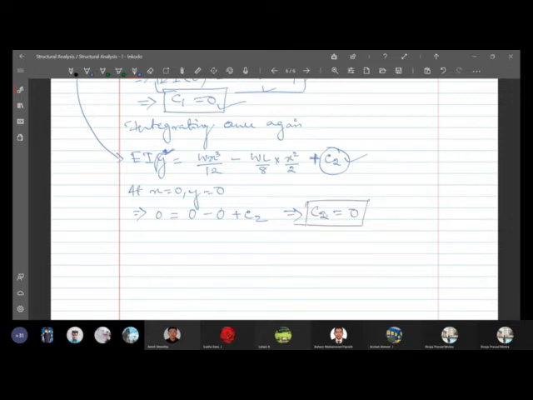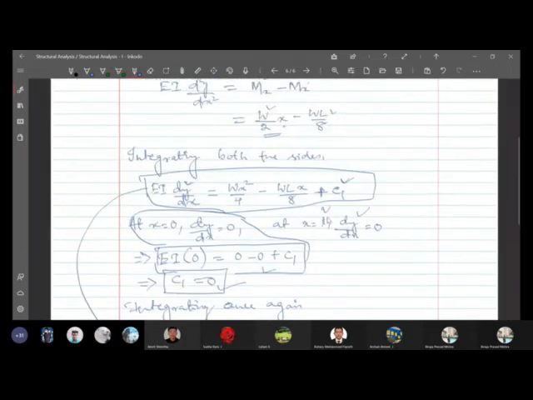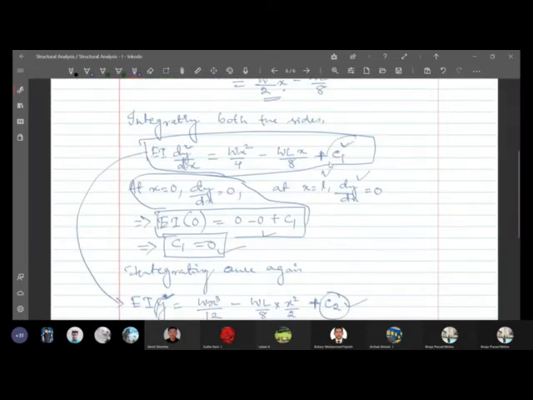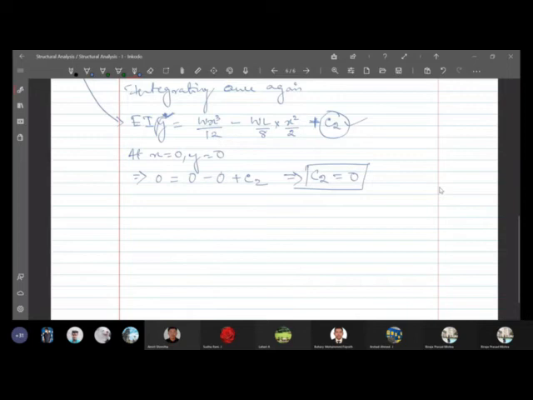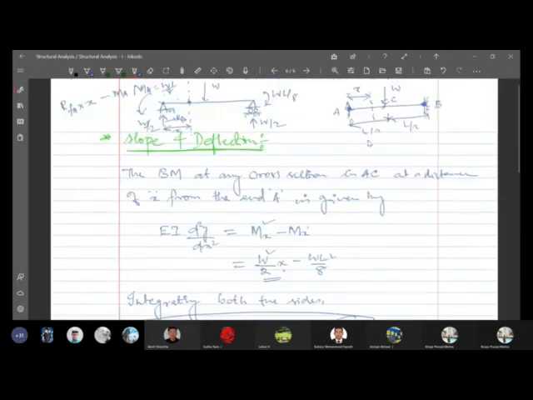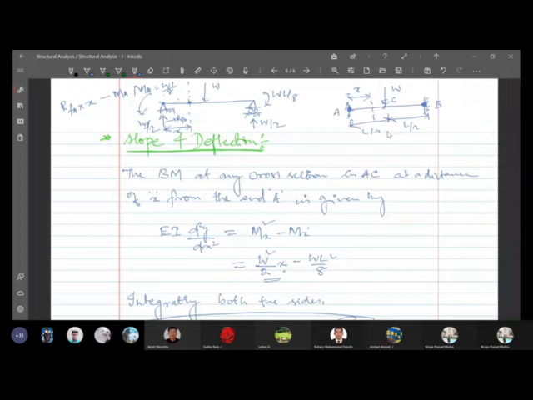Okay. Now, so we have calculated the constant C1. We have calculated the constant C2, and those came to be 0. Now, we don't know what the maximum deflection at the center is.